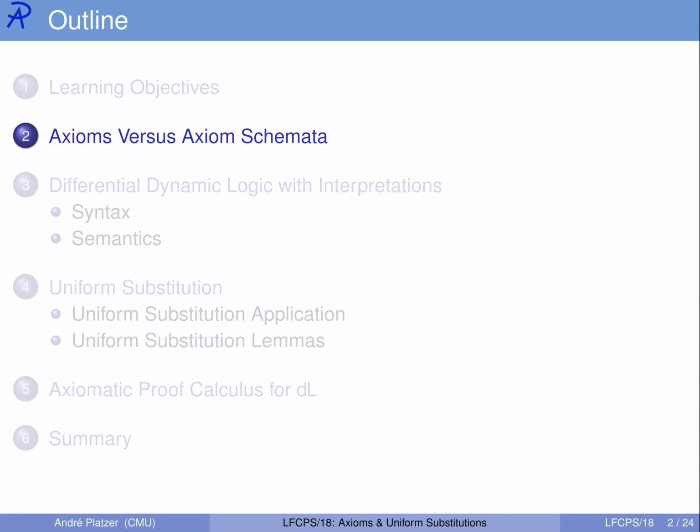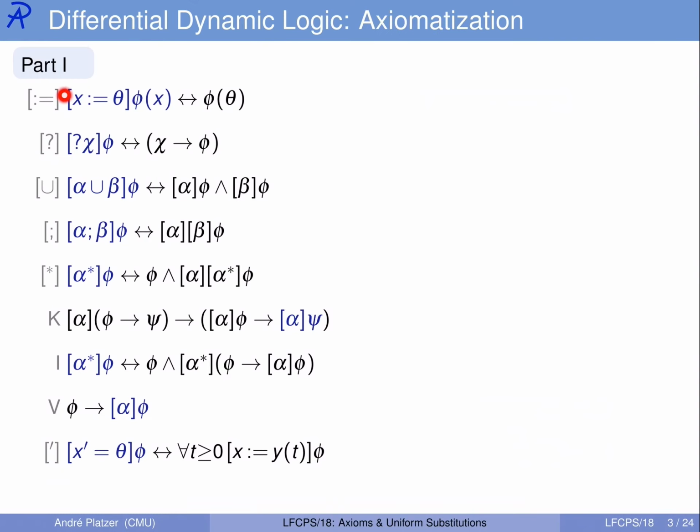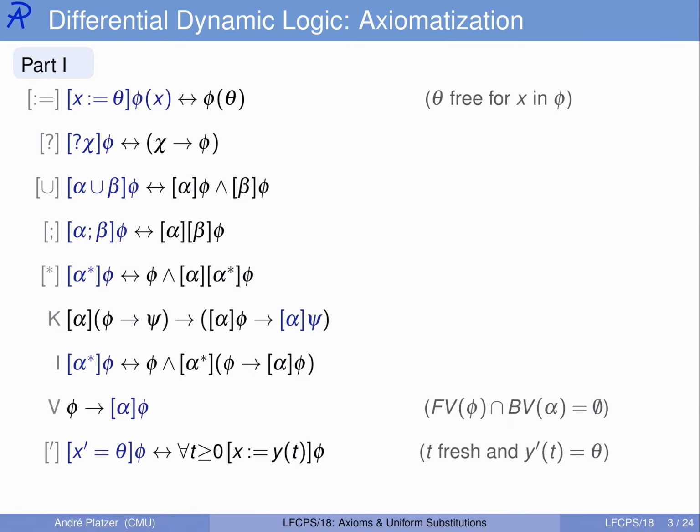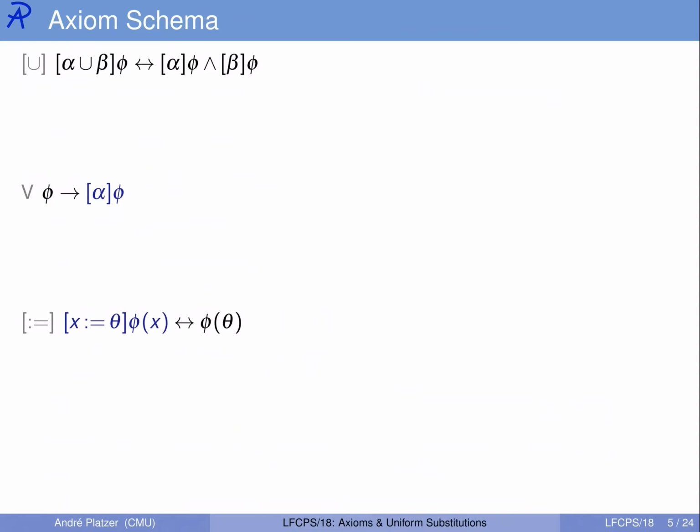What then are those axioms versus axiom schemata in more detail? So here are all those reasoning principles from part 1 for hybrid systems as axiom schemata. So they stand secretly for infinitely many formulas, except some of them actually come with side conditions like these that need to be checked before we use anything like that. And let me illustrate this in more detail.